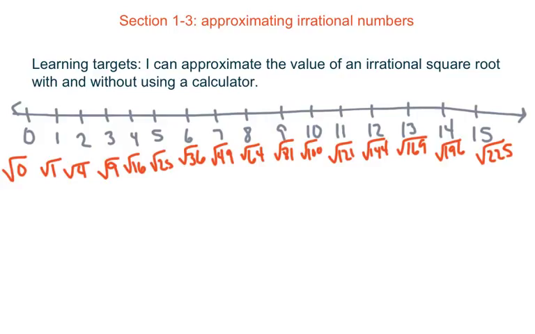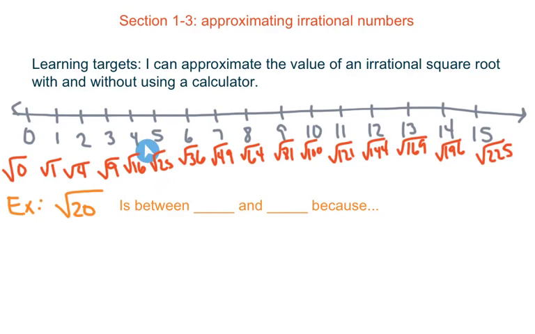Okay, so our objective is to approximate the value of an irrational square root without using a calculator first. So let's talk about the square root of 20. If I know my perfect squares, I know that 25 is a perfect square and its square root is 5. So I'm looking at my number line right here. The square root of 25 is 5. Well, the square root of 20 has to be less than the square root of 25, but it has to be more than the square root of 16. So that means that the square root of 20 has to be between 4 and 5.